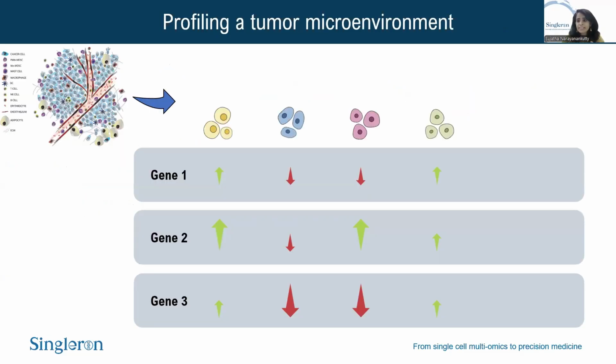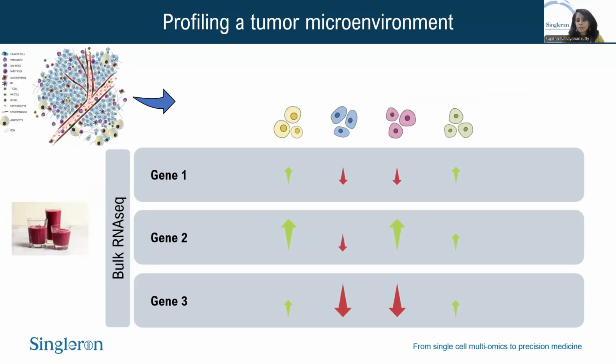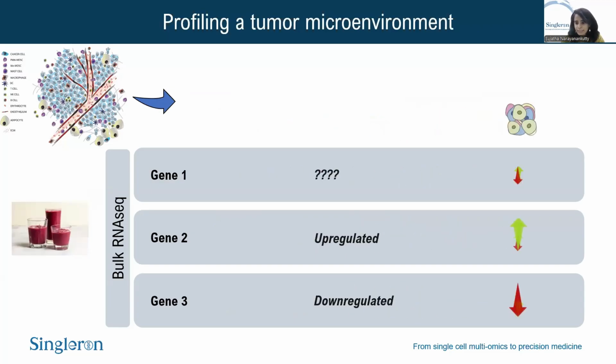And each cell type has its own gene expression or signal. So certain genes would be upregulated, certain genes downregulated. Using a smoothie approach or bulk RNA-seq approach, you would average out all of this signal. And so your understanding of how each gene is upregulated or downregulated can get missed out. So you will be looking at an average profile here.